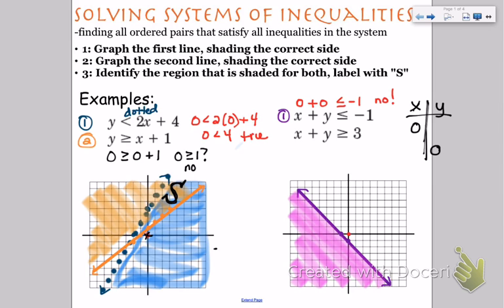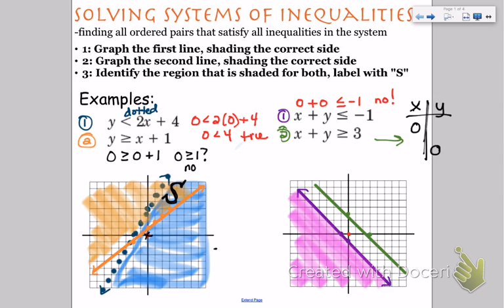Let's graph that second line. So I will graph this using green. Again, use the intercept table to the right. I'm going to save time and just do it. I get intercepts of (0, 3) and (3, 0). And again, I need a solid line because it's greater than or equal to.